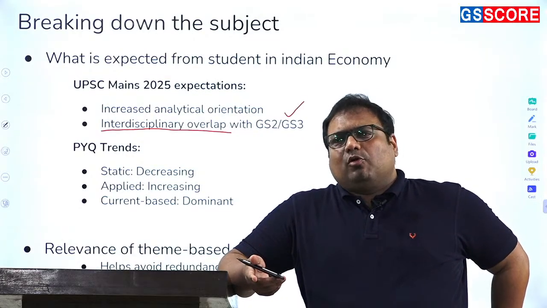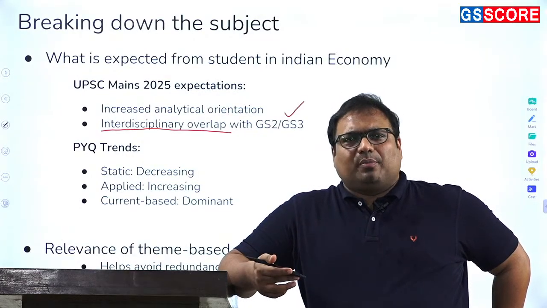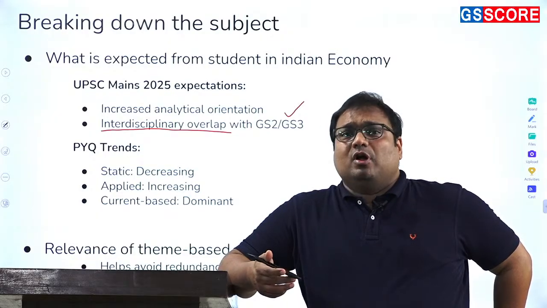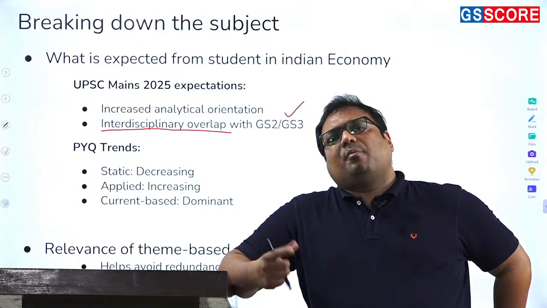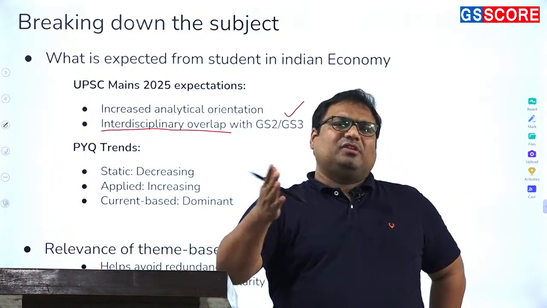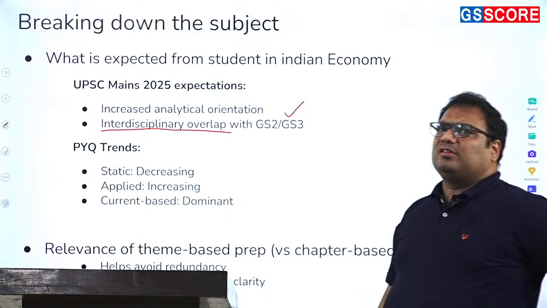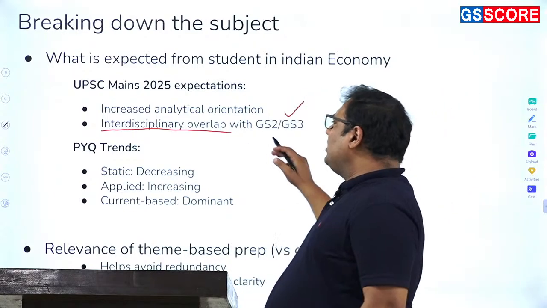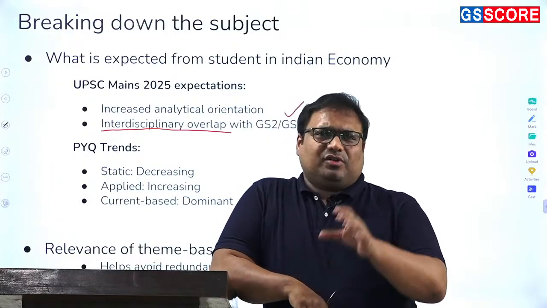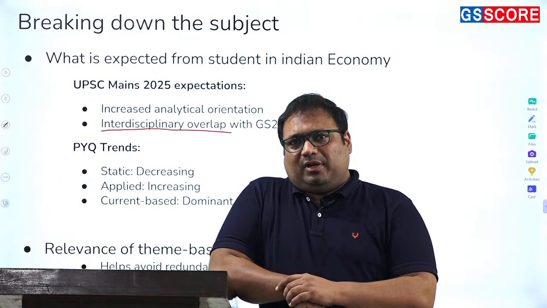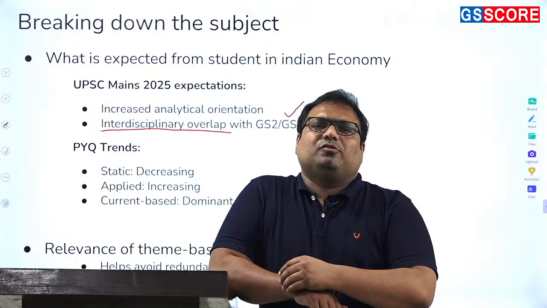Similarly, in your paper 1 also we have seen a direct question on urbanization. Similarly in paper 2 we saw a question on poverty measurement, which was essentially an economics based question. So this overlapping is present throughout other papers as well. So there is some interdisciplinary overlap. For example, urbanization. Urbanization is not mentioned in Indian economy. It is part of your paper 1 society.